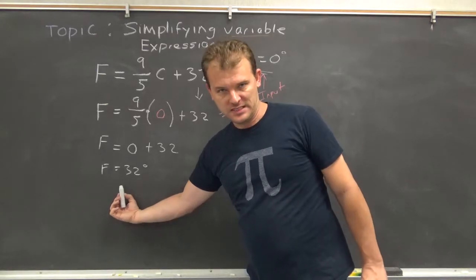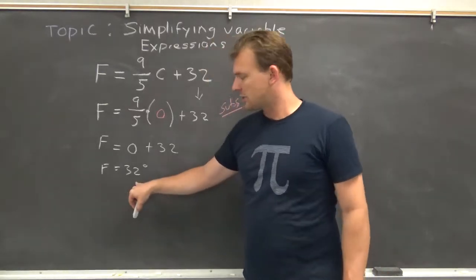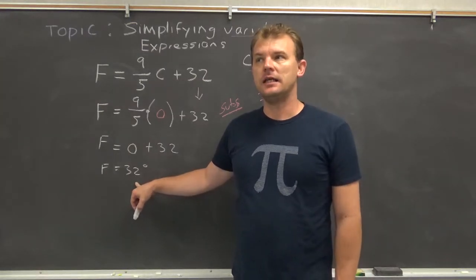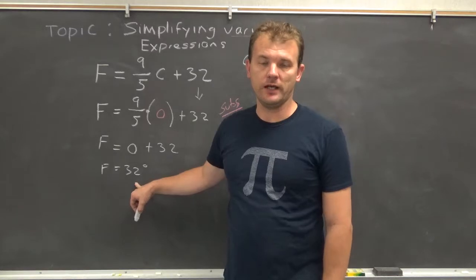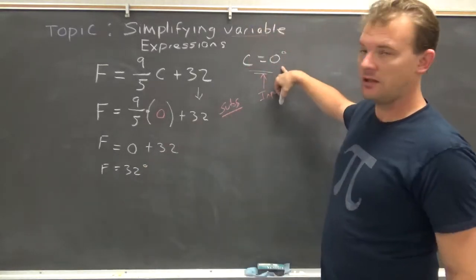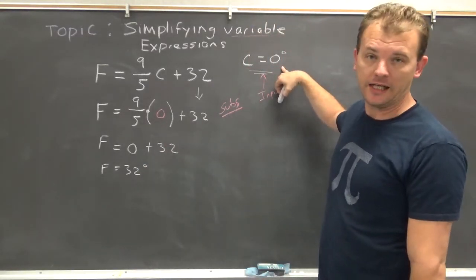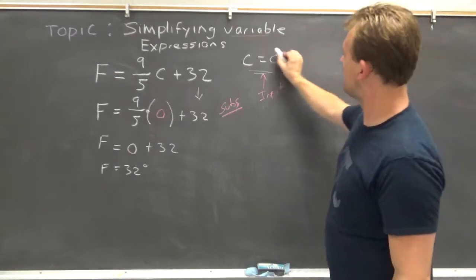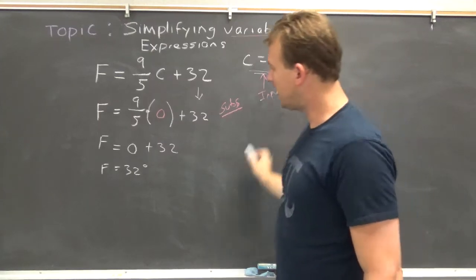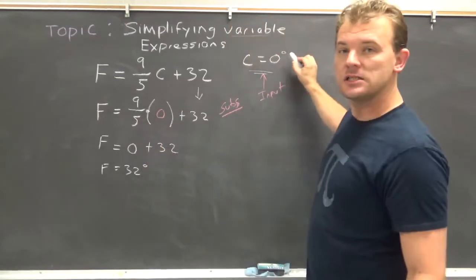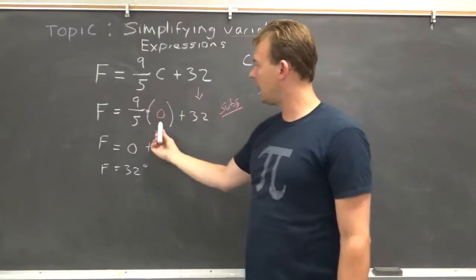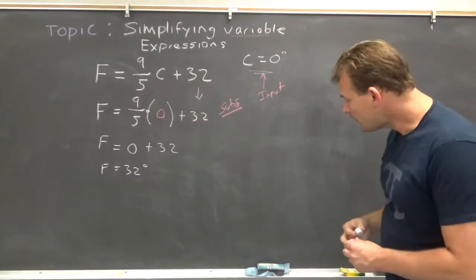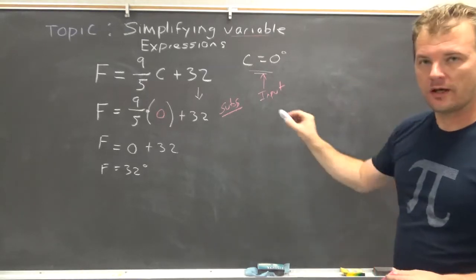Well, think about this. In Fahrenheit, what does 32 degrees indicate? It indicates the freezing level in Fahrenheit. Celsius zero is also the freezing point. So that's pretty much what you're doing with this. You're just taking some value and plugging it in where you see that letter. Okay? So let's do another one.